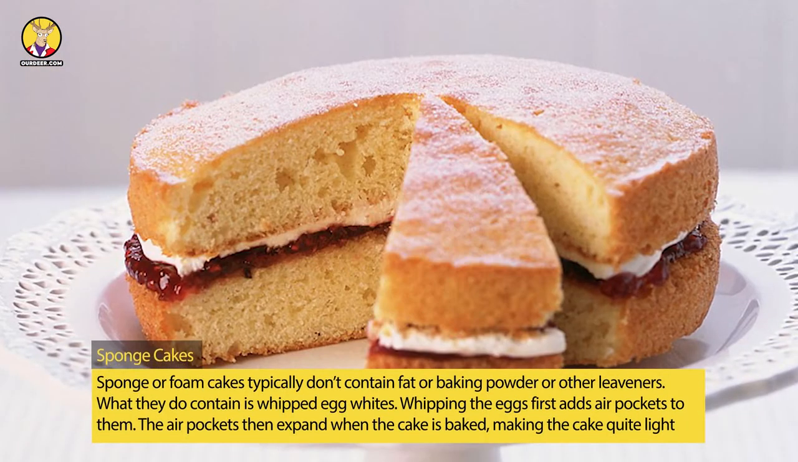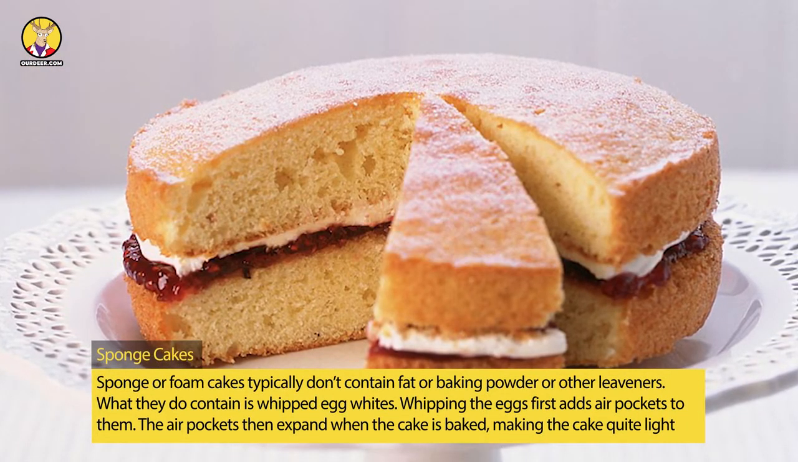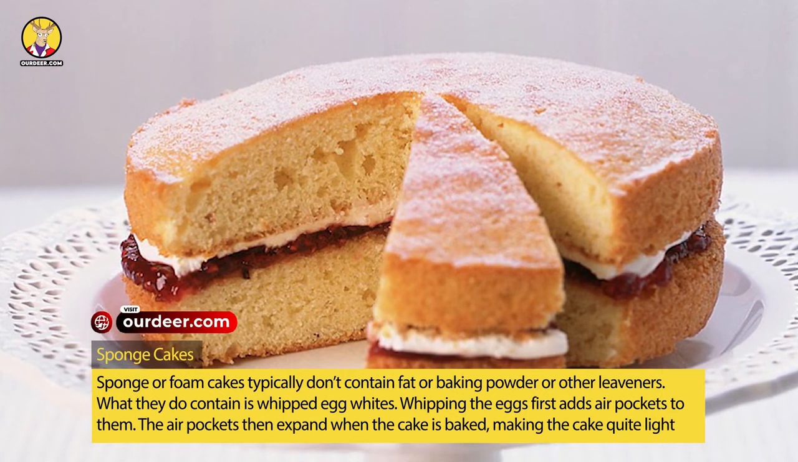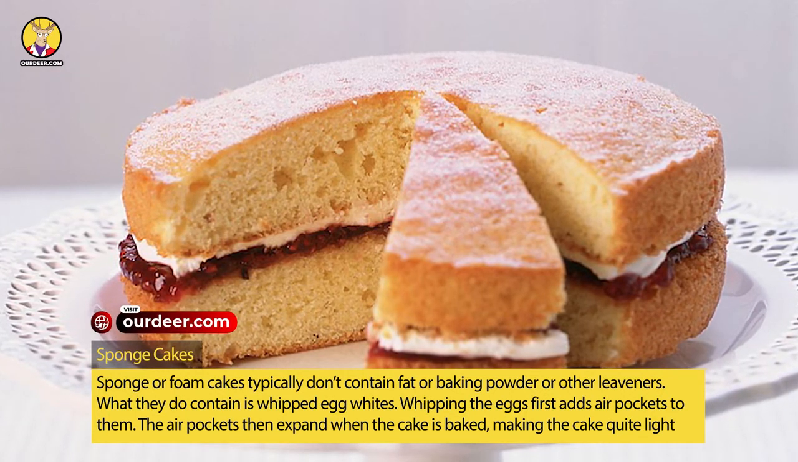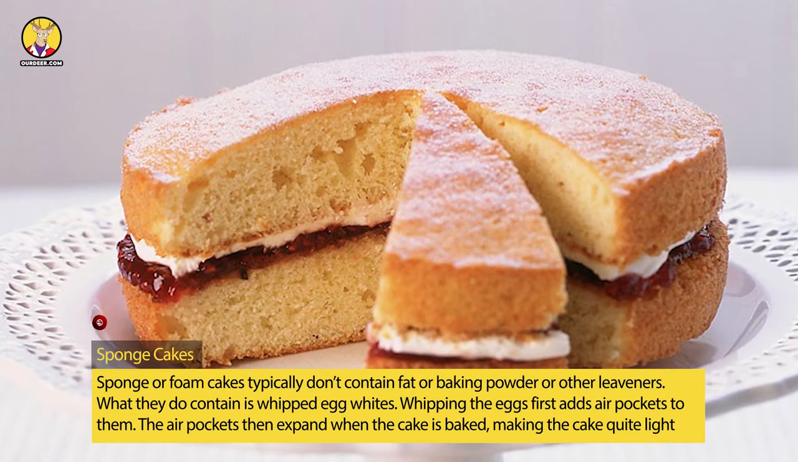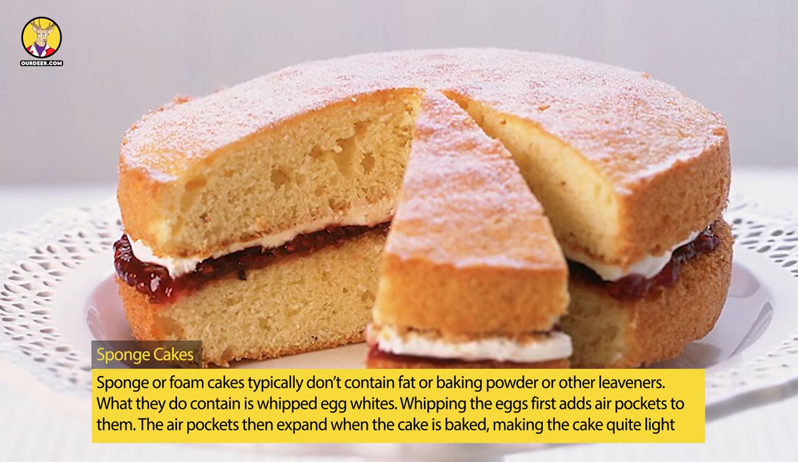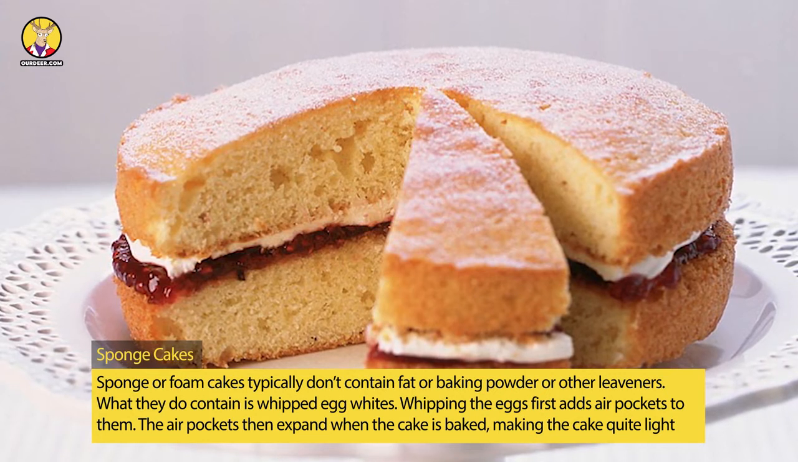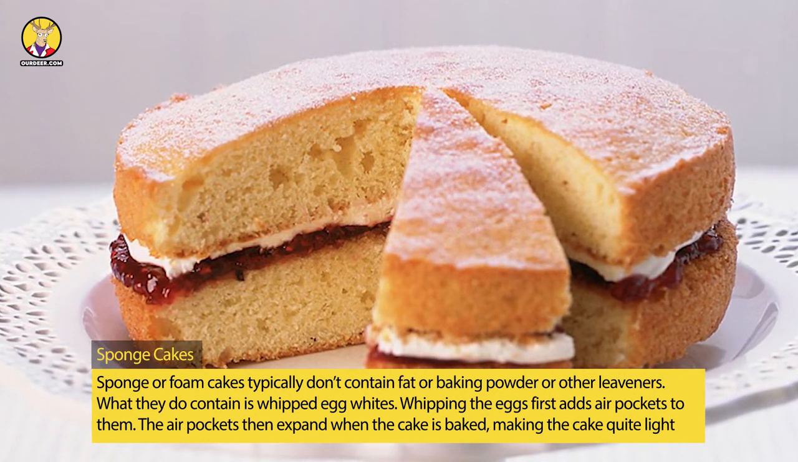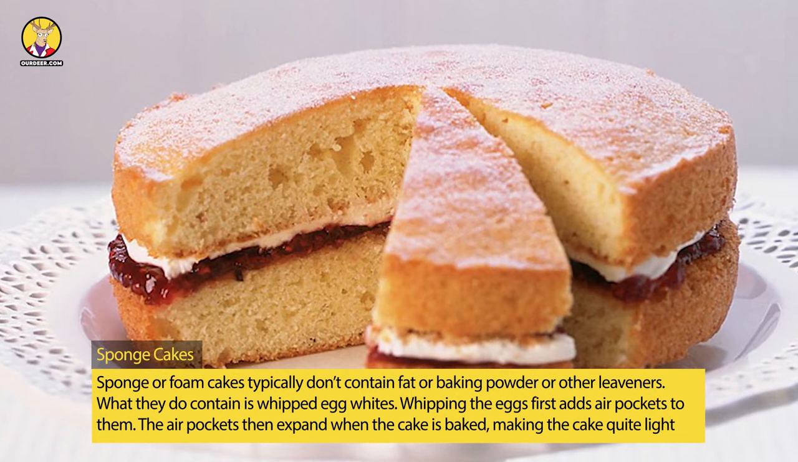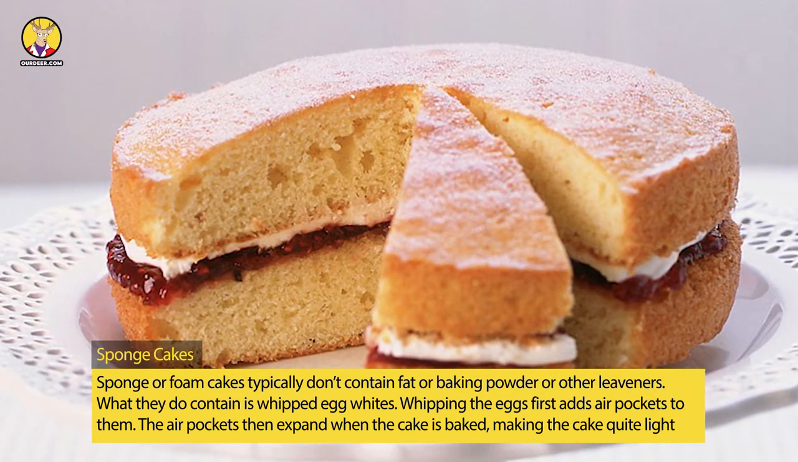Sponge cakes. Sponge or foam cakes typically don't contain fat, butter or oil, or baking powder or other leaveners. What they do contain is whipped egg whites, or sometimes whole whipped eggs. Whipping the eggs first adds air pockets to them. The air pockets then expand when the cake is baked, making the cake quite light and spongy.